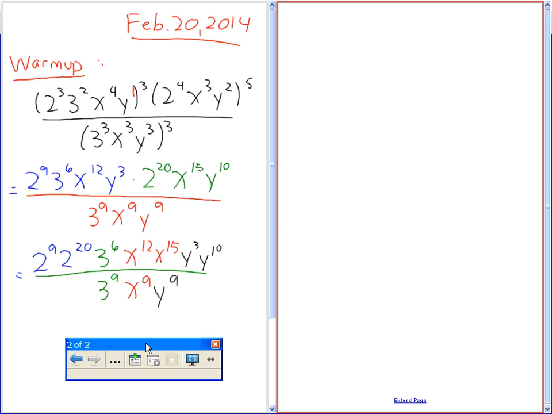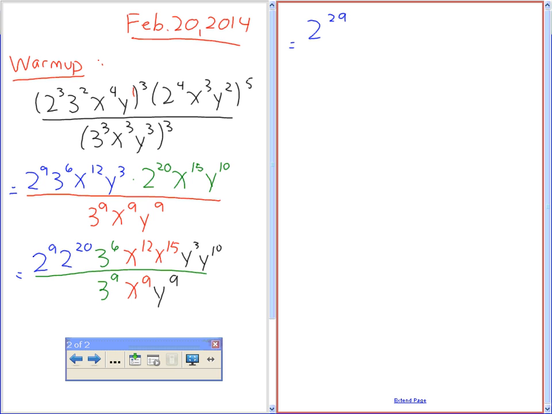So 9 times 9. And careful here. What we're going to do here, for the base of 2, what's the rule that we're going to use when you're multiplying these? Yeah, go ahead. We're just going to add the exponents. So the 2 is going to stay the same, then we're just going to go 9 plus 20. Okay, so go ahead, tell me 2 to the 29.